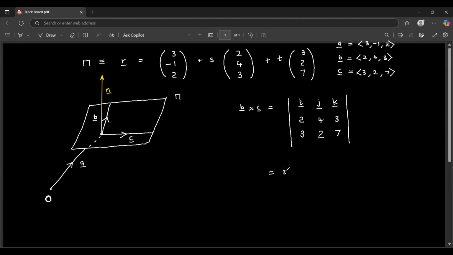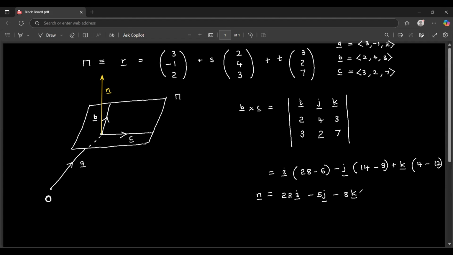So this will be equal to i into (4 into 7, 28, minus 3 into 2, 6), minus j into (2 into 7, 14, minus 3 into 3, 9), plus k into (2 into 2, 4, minus 4 into 3, 12). So the final answer, or the normal vector, can be given as 22i, minus 5j, and minus 8k. So this is what we have.